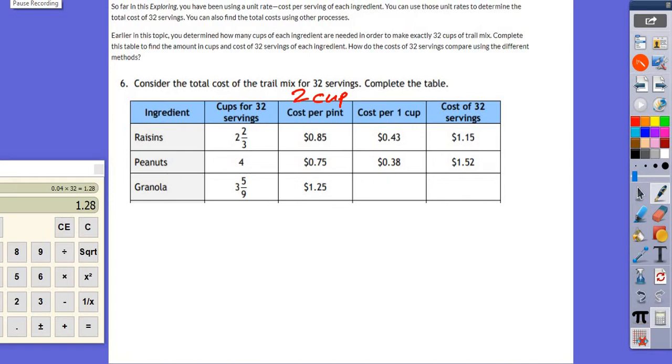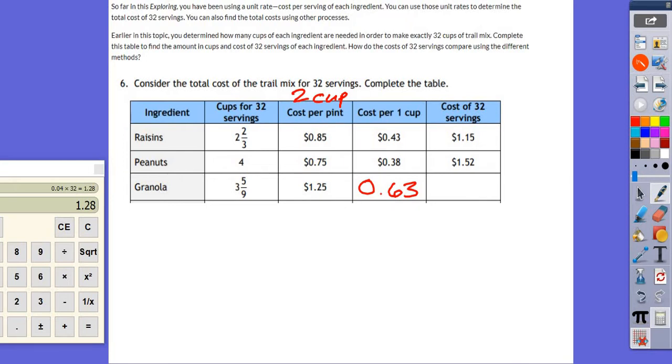So 1.25 divided by 2. How much money is that? 0.625 cents. 0.625, but money is in 2 decimals. 63 cents for 1 cup. But how many cups of granola do I need? 3 5/9.